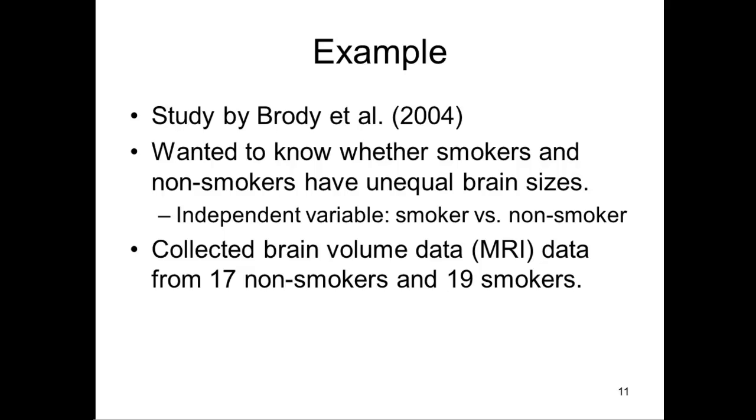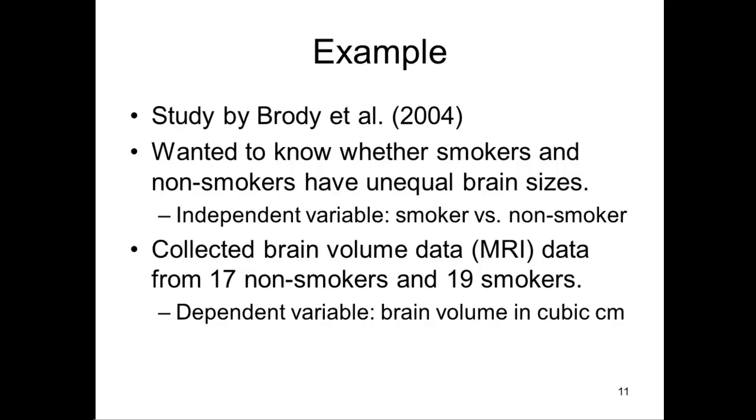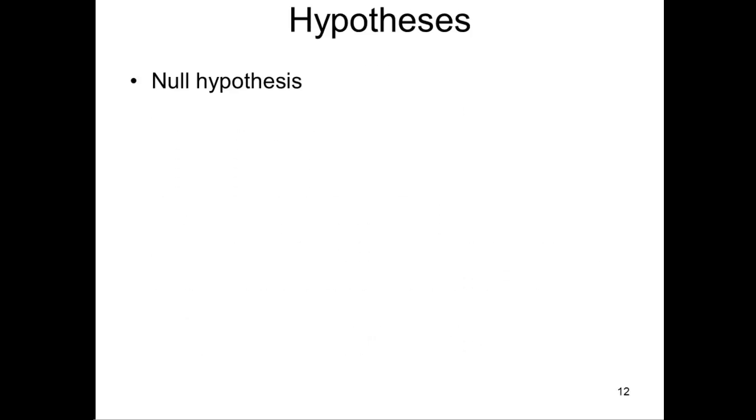And so Brody et al. collected brain volume data using magnetic resonance imaging from 17 non-smokers and 19 smokers. So the two groups don't have equal sample sizes, and that's okay for the independent t-test. It works just fine. The dependent variable was brain volume in cubic centimeters, and that level of measurement is ratio. So nominal, ordinal, interval, ratio. This is the best, most informative level of measurement. And the independent t-test assumes that you have a continuous scale measured on interval or ratio. And that's true in this case. So Brody et al. actually did conduct a t-test. And he was justified in doing so.